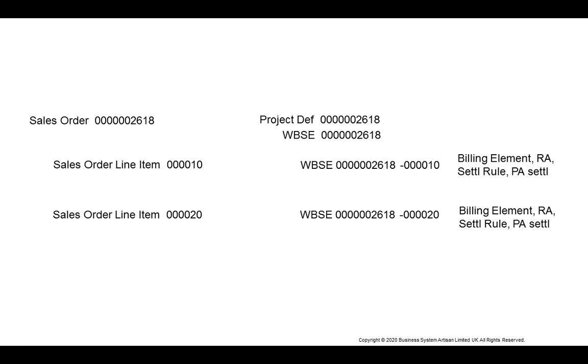So I am seeing it is ideal we keep settlement onto the sales order line, and we want to have this WBS element that has a billing element, result analysis, settlement rule generation, and the PA settlement on sales order line item level.